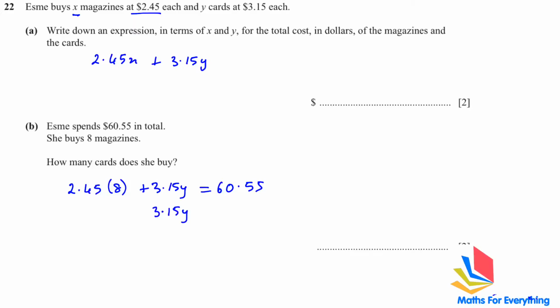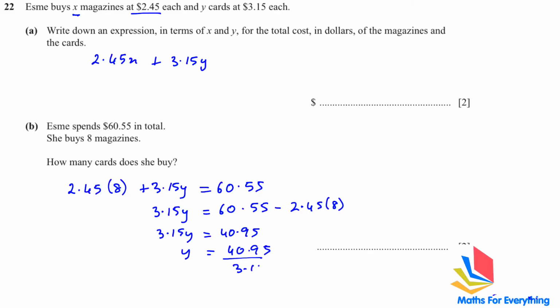We have to find Y, so we will bring the 2.45 times 8 to the other side. This will give us 40.95. Therefore, Y is equal to 40.95 divided by 3.15, and you will get 13. So she bought 13 cards.